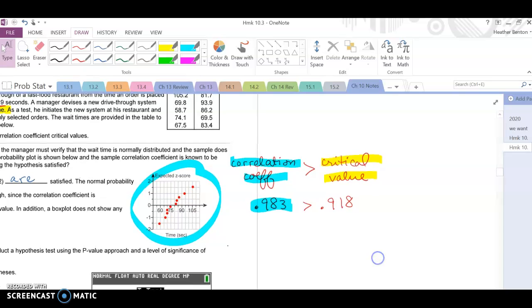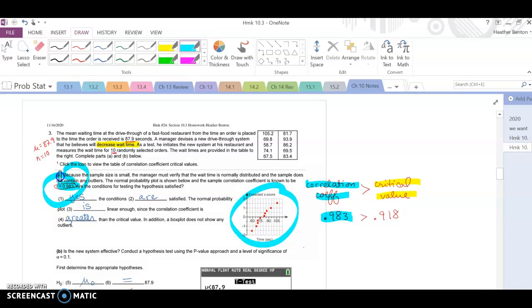So comparing 0.983, that's the number they gave us in the problem, to the critical value 0.918, the question is: is the correlation coefficient greater than the critical value? And if so, the plot is normal. Your distribution, let's call it a distribution instead of a plot, is normal. Okay, so now that we know that, we can say yes, the conditions are satisfied.